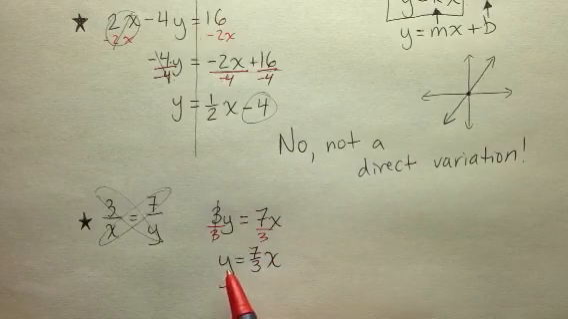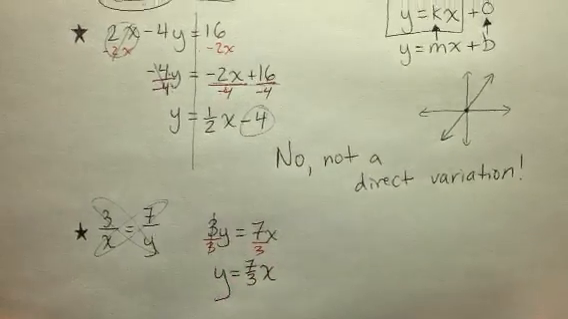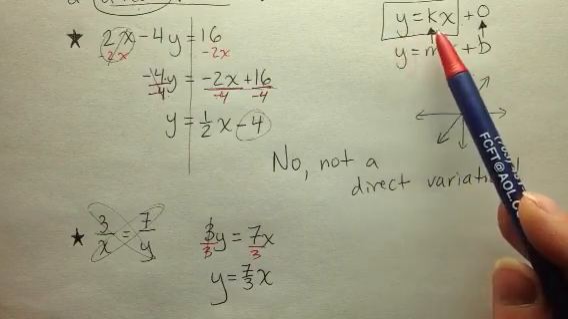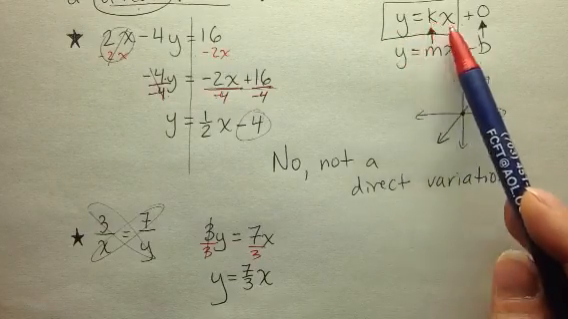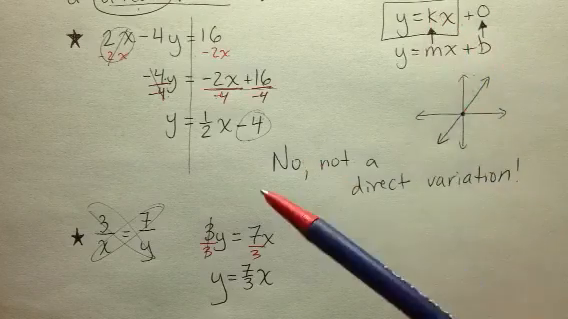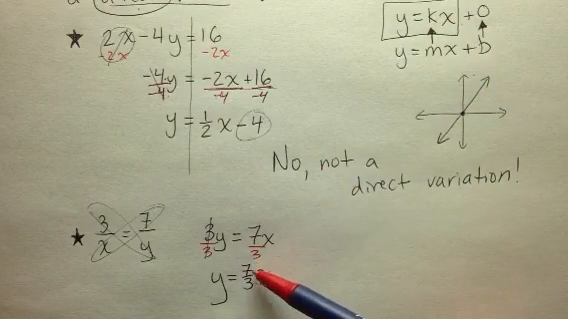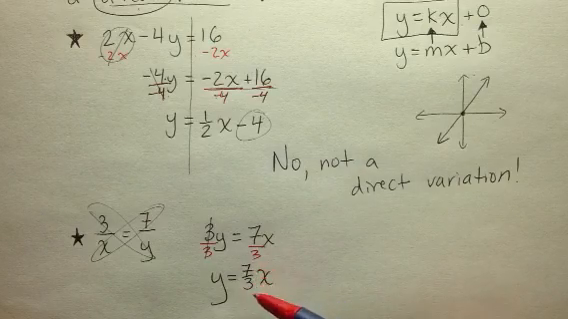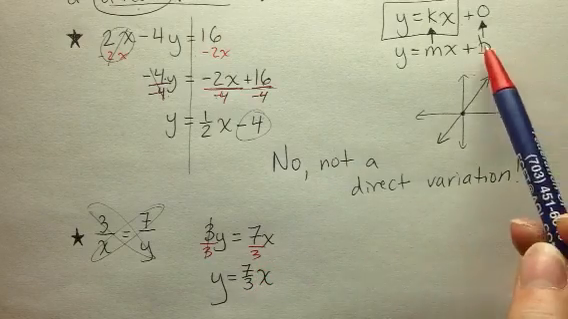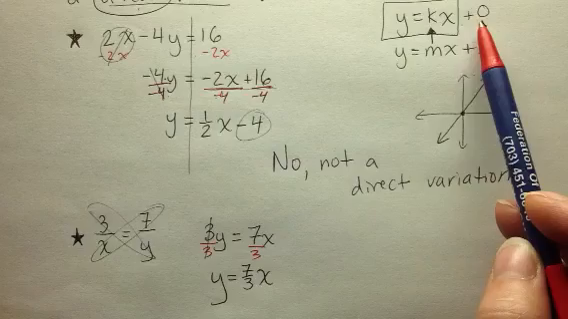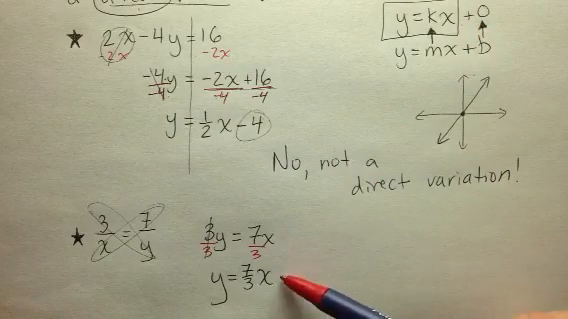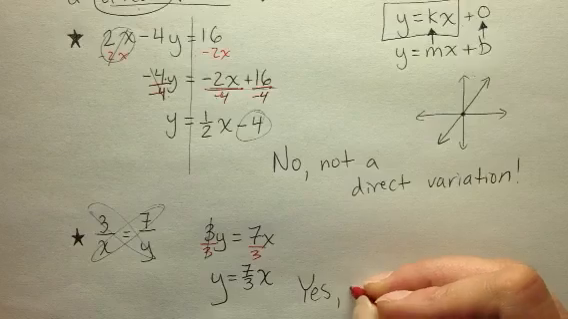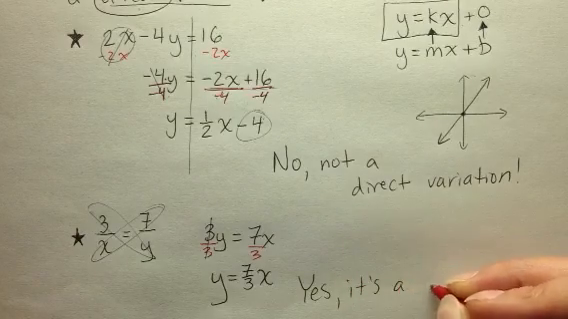Okay, so I've got y solved, and if we look back up here, yes, this is a direct variation. I've got an x and a y in it. X is being multiplied by some number, it's 7/3, so 7/3 is called the constant of variation, and it's the slope essentially of this line. And it doesn't have the constant term, it had a y-intercept of 0. So this is a yes, it's a direct variation.